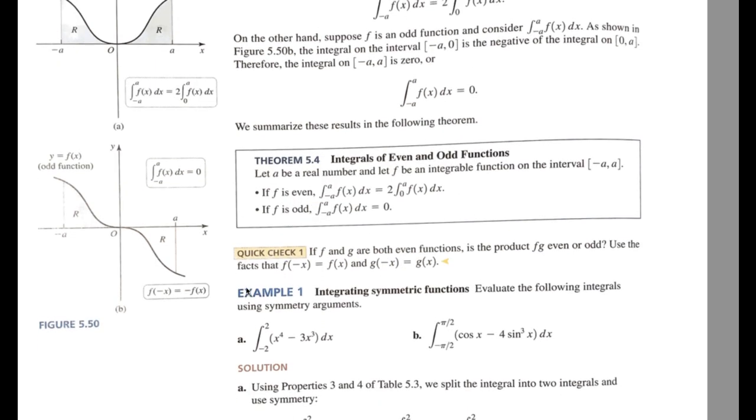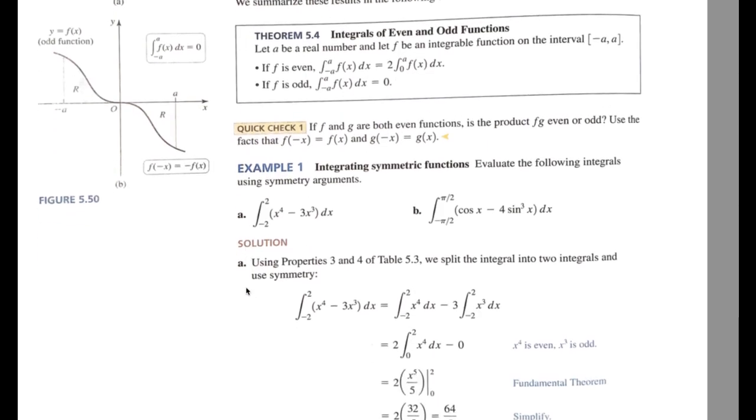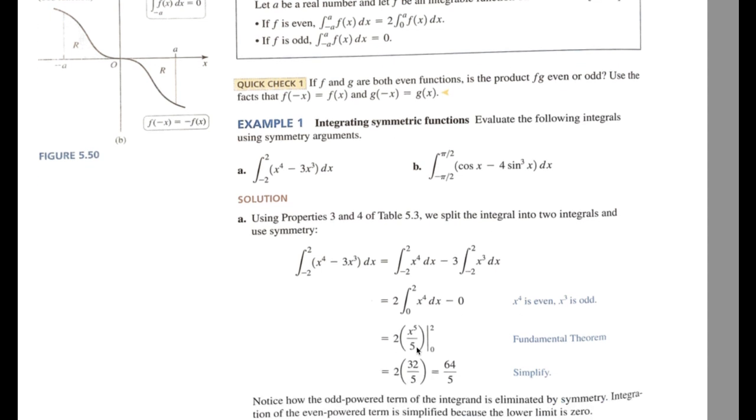Let's have a look at example 1a. You write the integral as a sum of two integrals. Then x to the 4 is even, x to the 3 is odd. Hence, the first integral is 2 times the simple integral, and the second one is 0. Then you use the fundamental theorem. You only have to compute one single expression to get the result.